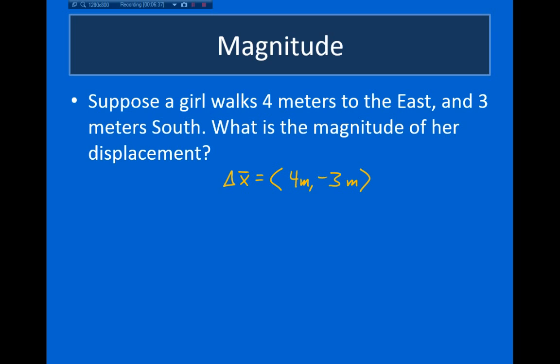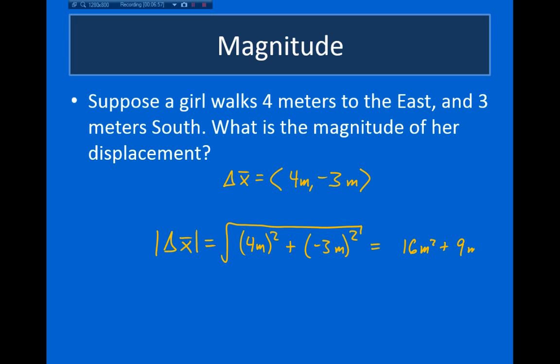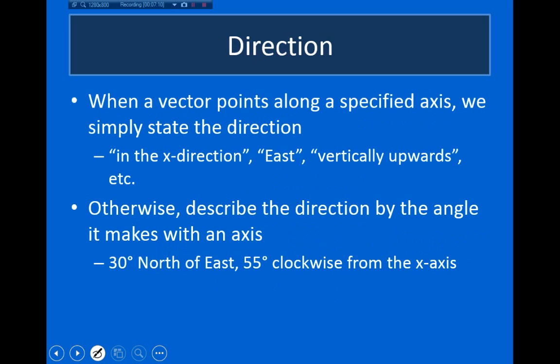Now, the magnitude of this vector is just the x component squared, so that's this first component, so we have 4 meters squared plus the second component squared, so (-3 meters) squared, and then we take the square root. So here we have 16 square meters plus 9 square meters, and the sum of that is 25 square meters, whose square root is just 5 meters. So that's how we calculate the magnitude of a vector.